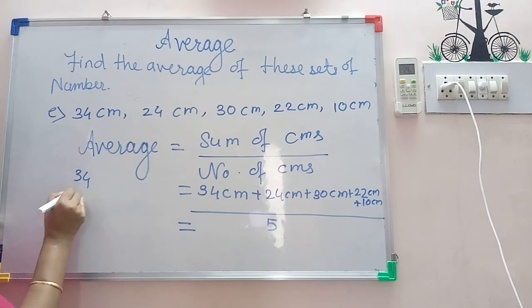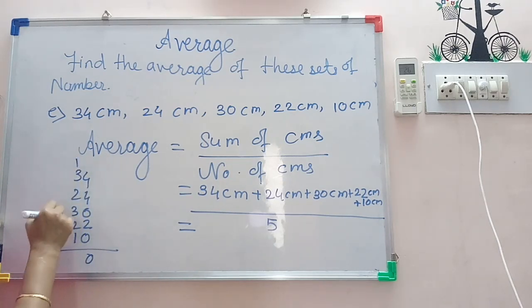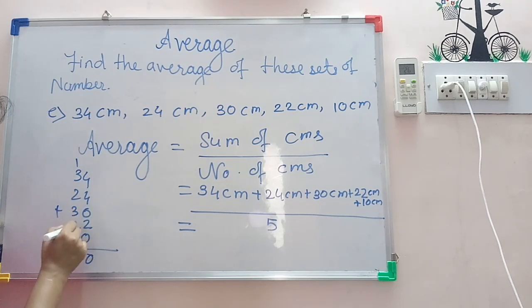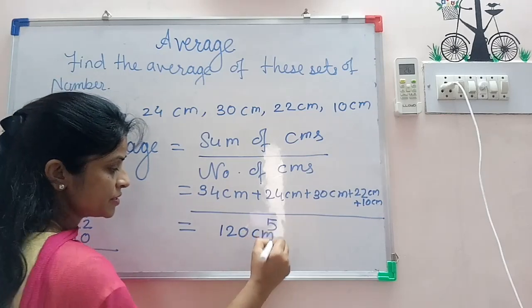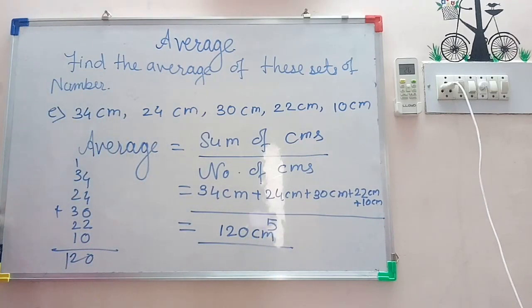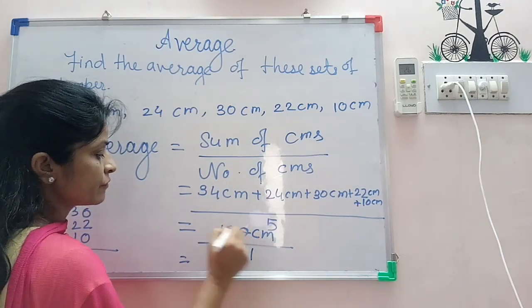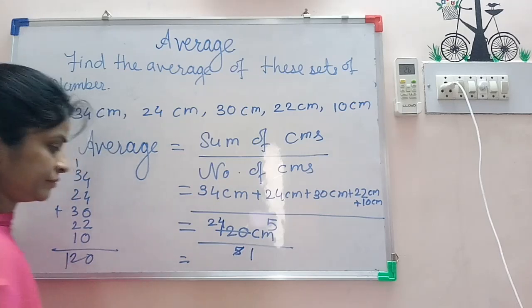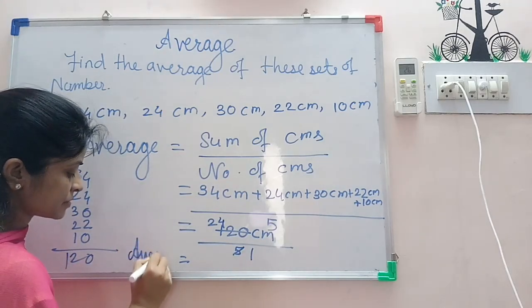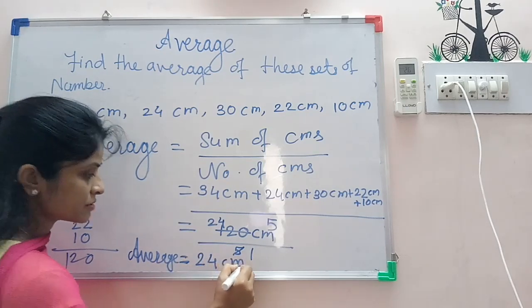Now 34, 24, 30, 22, 10. That will be 8, 9, 10, 1 carry. 4, 5, 6, 7, 8, 9, 10, 11, 12. Sum of the centimeters is 120 centimeter divided by 5. Now 120, 5 ones are 5, 5 twos are 10, 5 fours are 20. So the average of the centimeter is 24 centimeter.